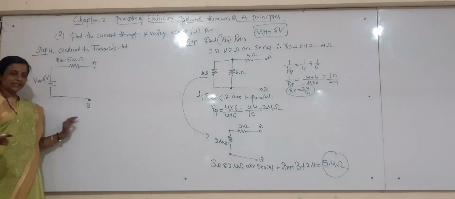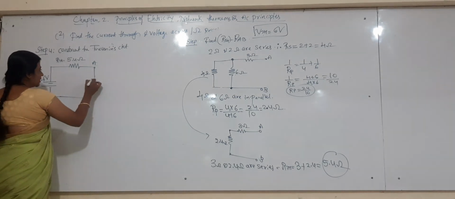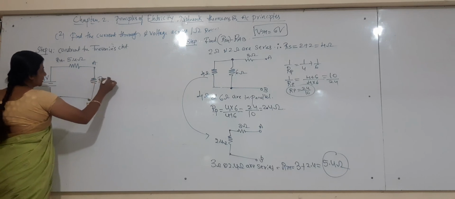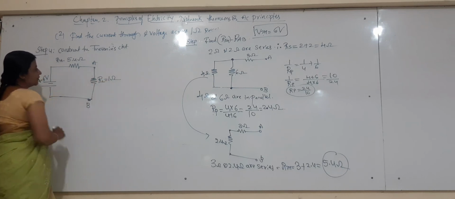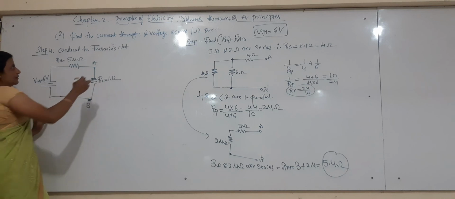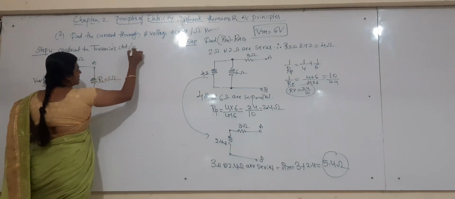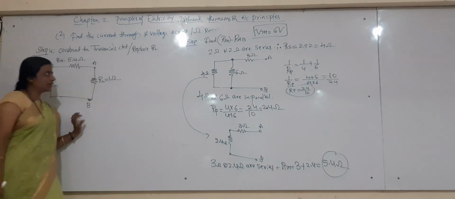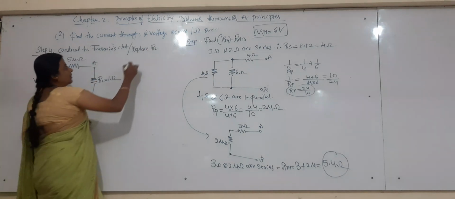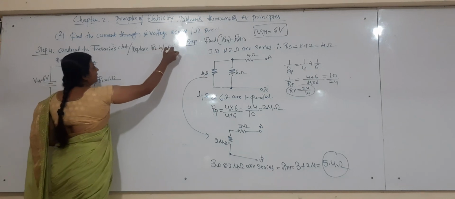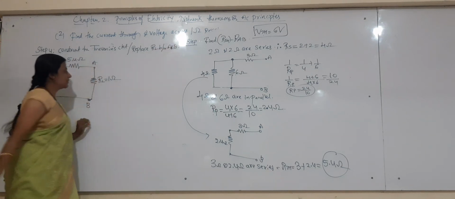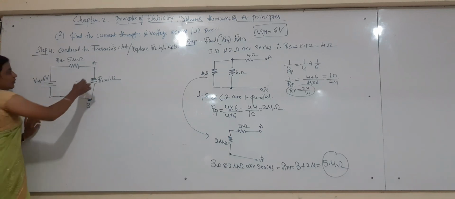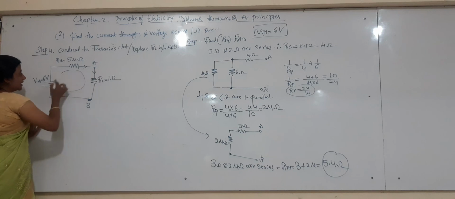Now replace the load resistor. We had removed it previously, so we have to connect it again between A and B. So replace RL between A and B. So it is replaced here. Now find out the current flowing through RL. That is nothing but finding the current in this circuit.